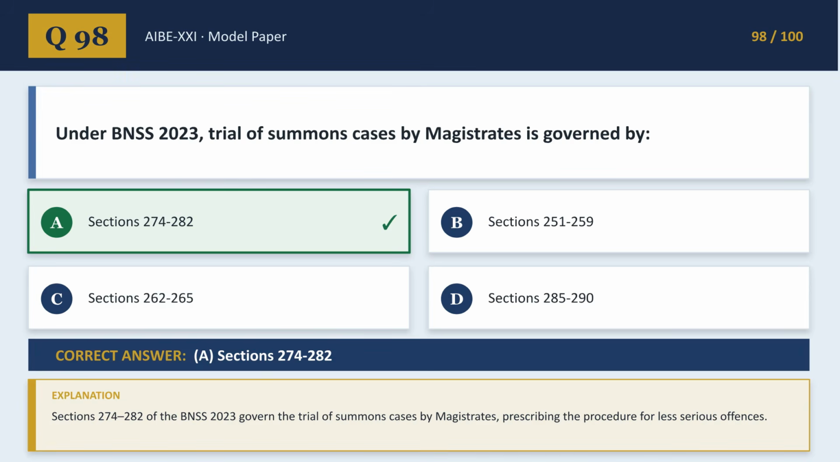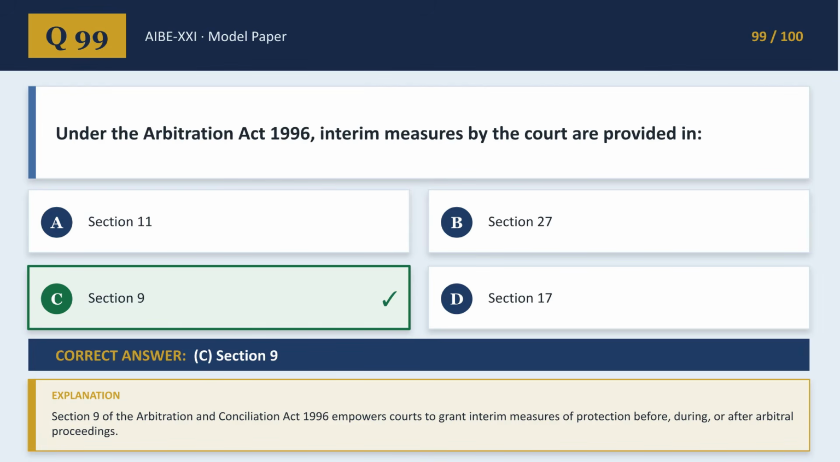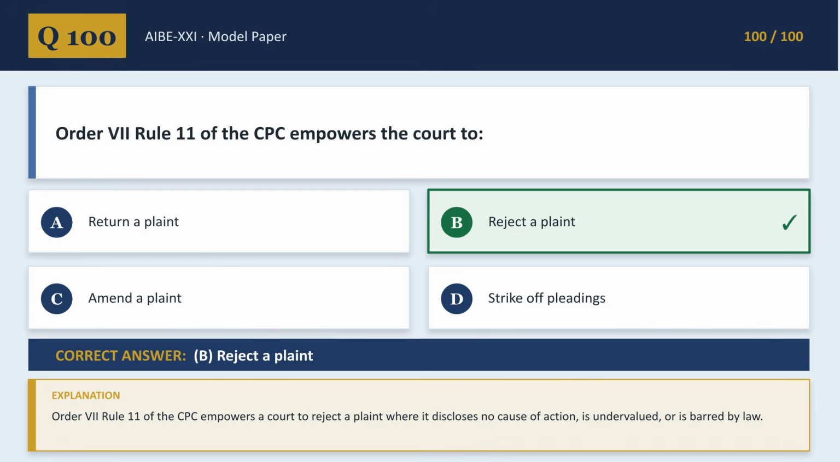Trial of summons cases by magistrates under BNSS 2023 is governed by Sections 274 to 282, which prescribe the procedure for less serious offenses. Section 9 of the Arbitration and Conciliation Act 1996 provides for interim measures by the court, empowering courts to grant protection before, during, or after arbitral proceedings. Order 7 Rule 11 of the CPC empowers the court to reject a plaint if it discloses no cause of action, is undervalued, or is barred by law.